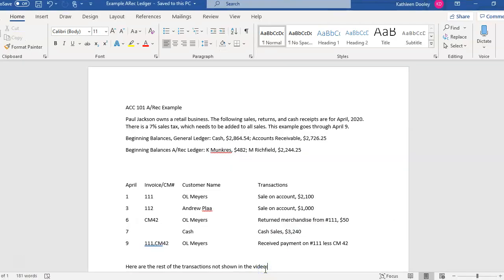Here we're going to take a look at journalizing and posting transactions that involve a subsidiary ledger, such as the accounts receivable ledger or the accounts payable ledger.